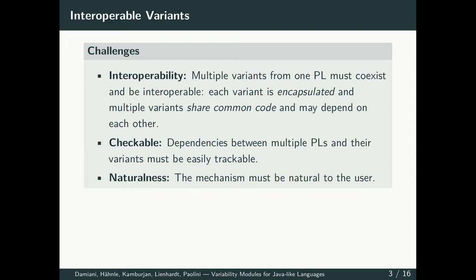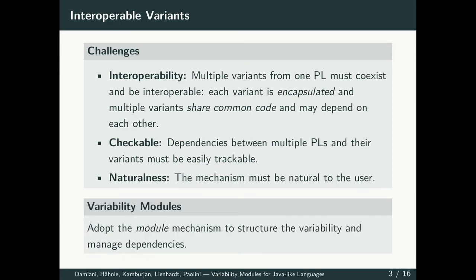These dependencies must also be checkable, so I must be able to keep track, without a big computational effort, of where what variant is used and whether there are possible bugs or mistakes in this usage. And finally, the mechanism must be natural to the user, which means we don't want to introduce a big overhead on top of the modeling and the variability.